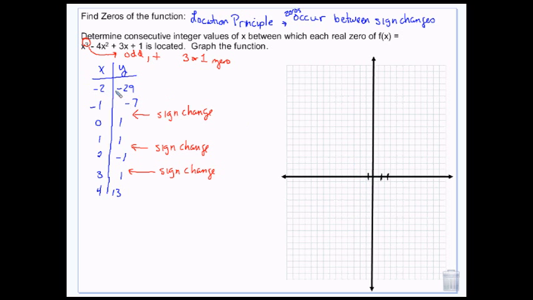Well, I'm not going to plot this negative 2, negative 29. That's just ridiculous. I'm going to do negative 1, negative 7. 0 is a 1. 1 is a 1. 2 is a negative 1. And 3 is a 1. And I don't have to graph any more of these points because I know I'm going to cut through here, here, and here.